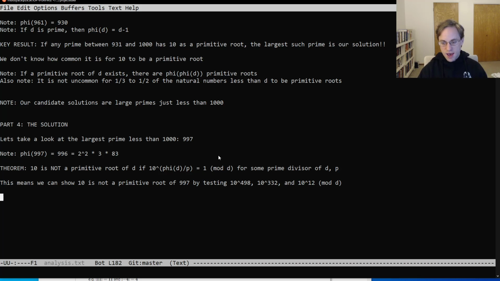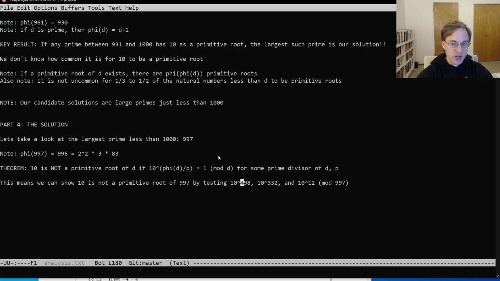Okay, so how do we calculate these values? Like 10 to the 12th, oh, and I should say actually 997. We've specified d at this point. So 10 to the 12th is easy to calculate. Any calculator is probably going to be able to handle that. We could even do the math by hand if we wanted to, and it would be fine. But something like 10 to the 498, that's going to be much more difficult to calculate by hand. And so I'm going to show you a technique for doing that.